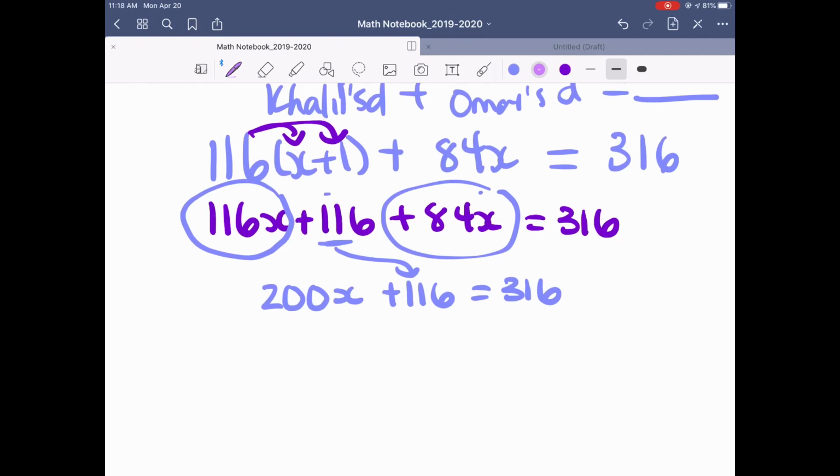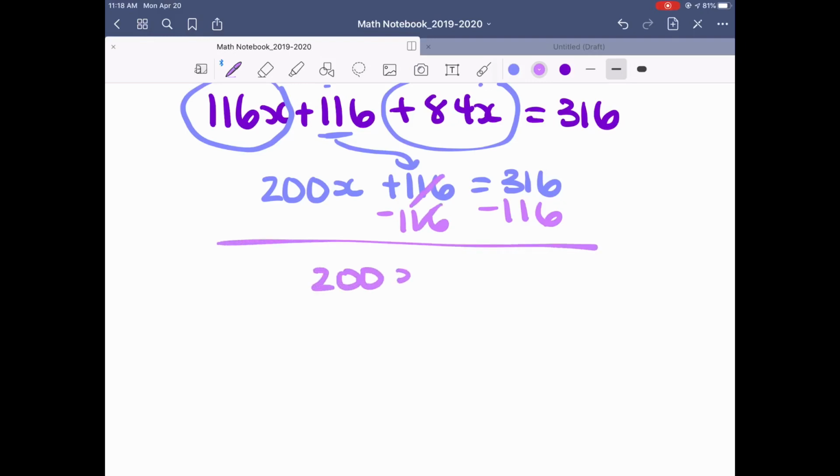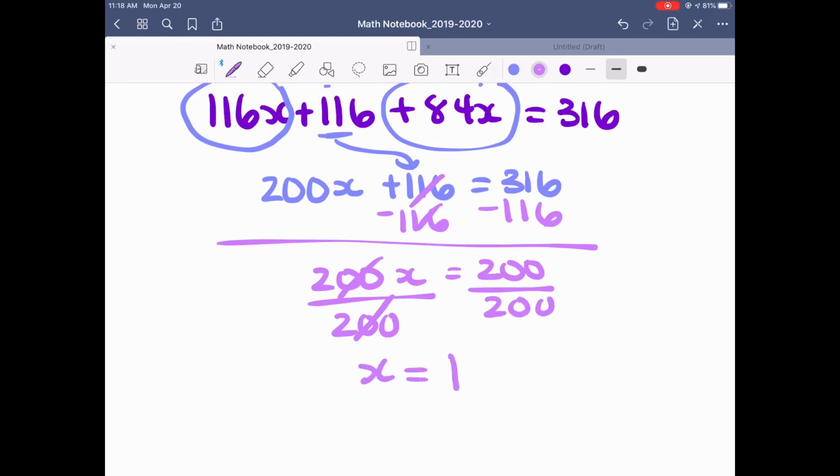And then you want to isolate for x, so you're going to do same-deal-both-sides. You're going to subtract 116 from both sides. So you get 200x equals 200, because 316 minus 116 is equal to 200. And now you isolate x by continuing your same-deal-both-sides. You divide by 200, and you say that x is 1.